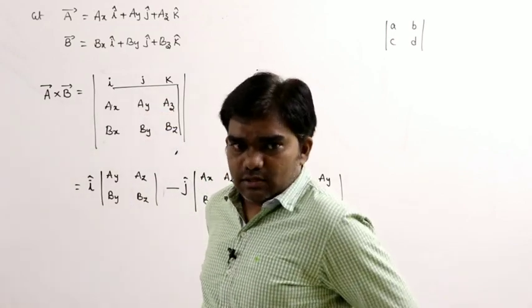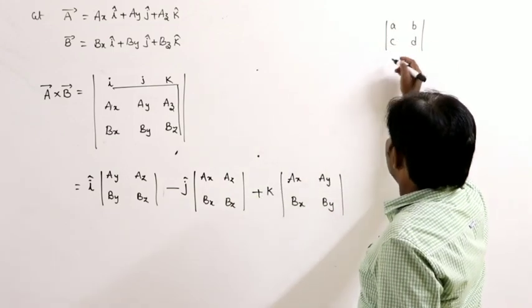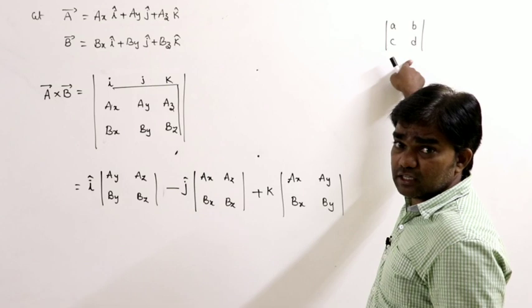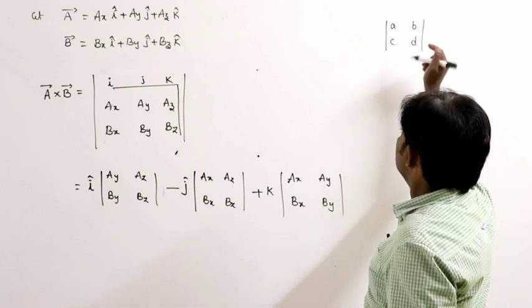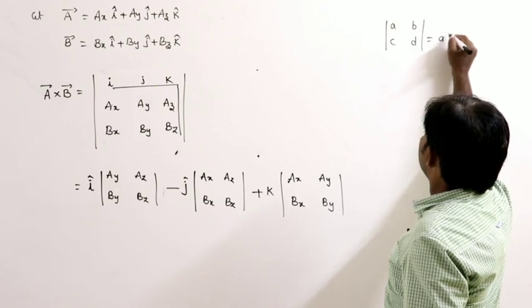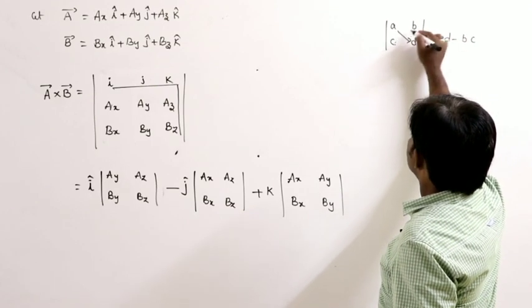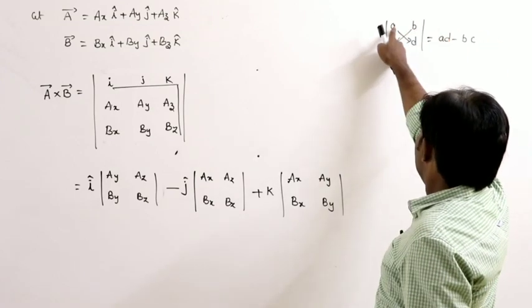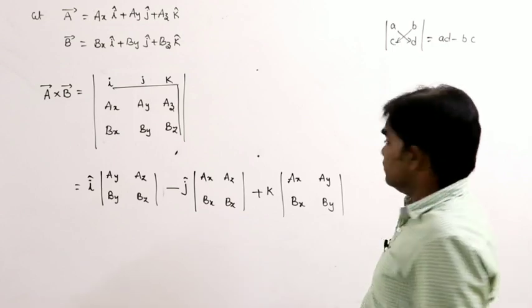So next, how can you calculate the determinant of a 2 by 2 matrix? It's very easy. If the terms are A, B, C, D, the determinant can be written as AD minus BC, or CB, whatever it is.